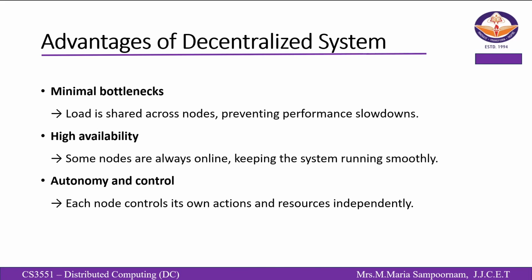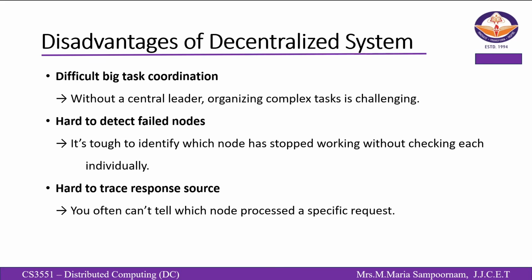Then advantages of decentralized system: it will minimize the bottlenecks. That means the load is shared across the nodes. It will prevent performance slowdowns. Then high availability is available because every node is working independently. Then autonomy and control: each node controls its own actions and resources independently.